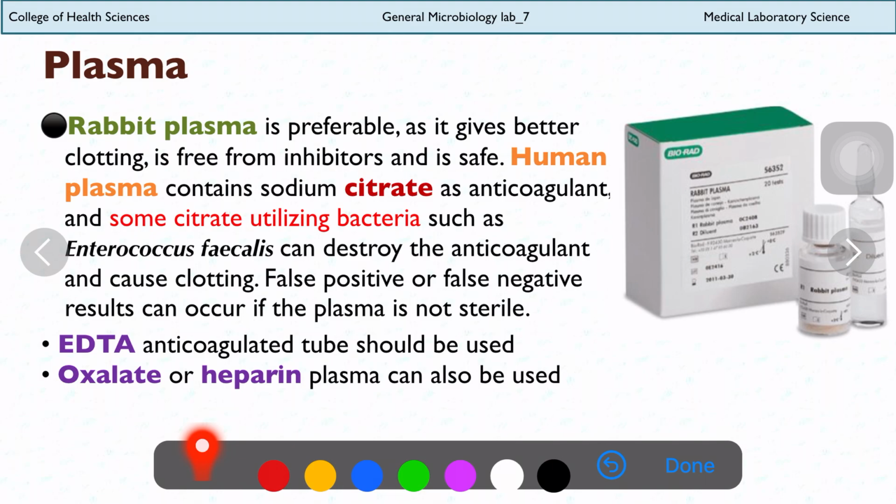So how to prepare plasma, and what's the difference between plasma and serum? You know about the composition of the blood. Inside the blood we have different parts. We have cells, and also we have a liquid part. And if you collect the blood inside a test tube with anticoagulant, after centrifugation you'll get 3 layers.